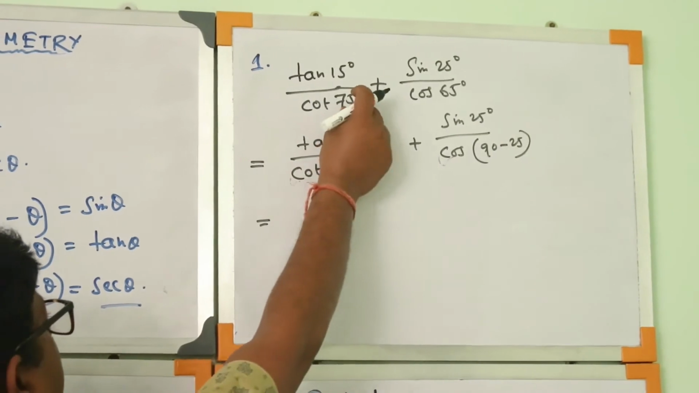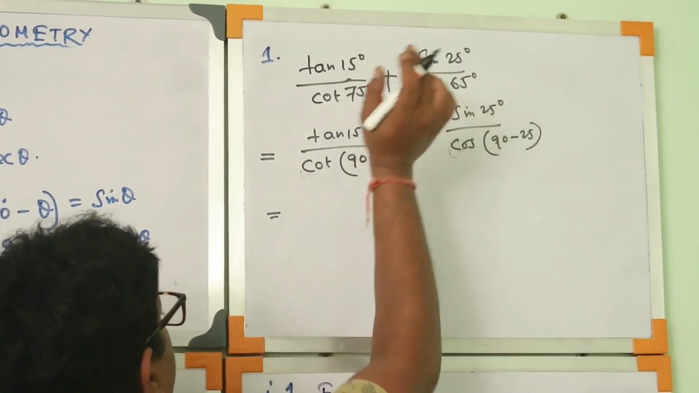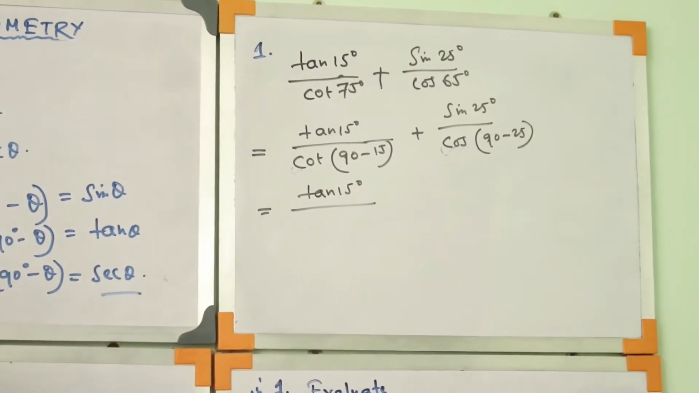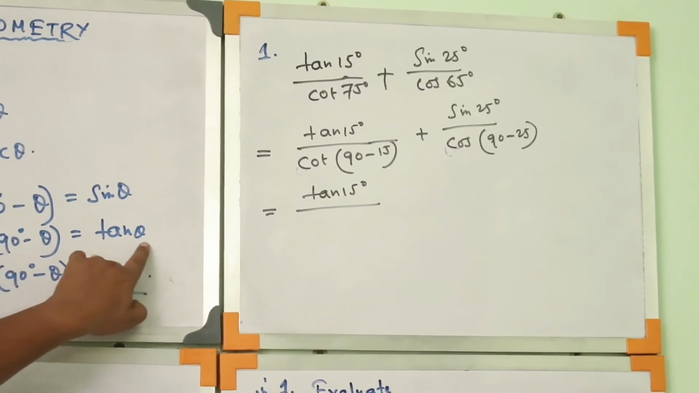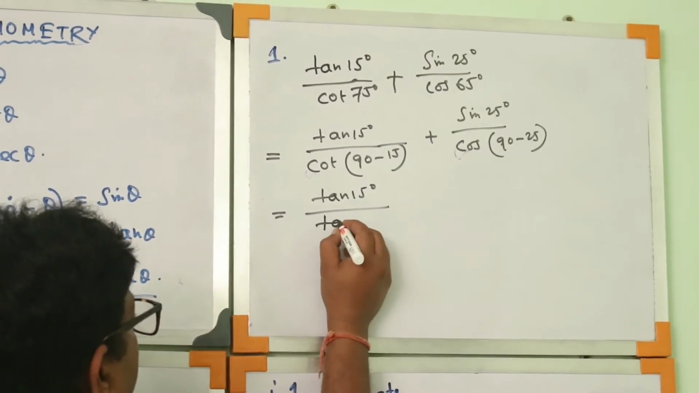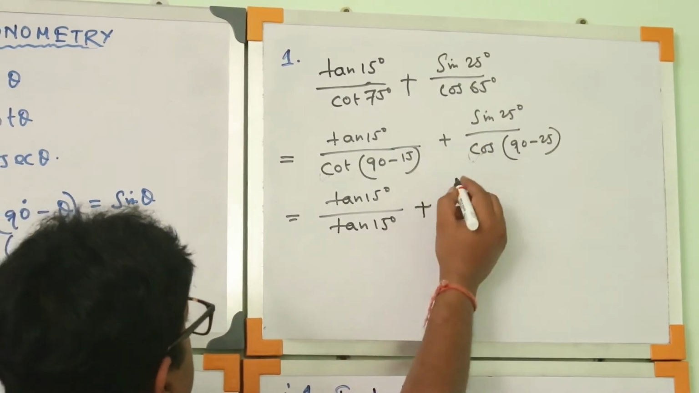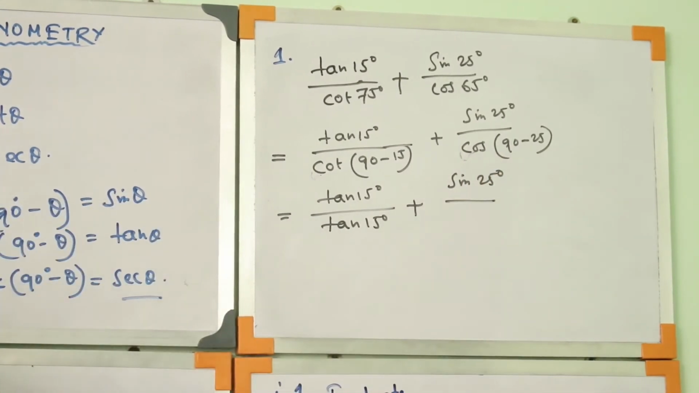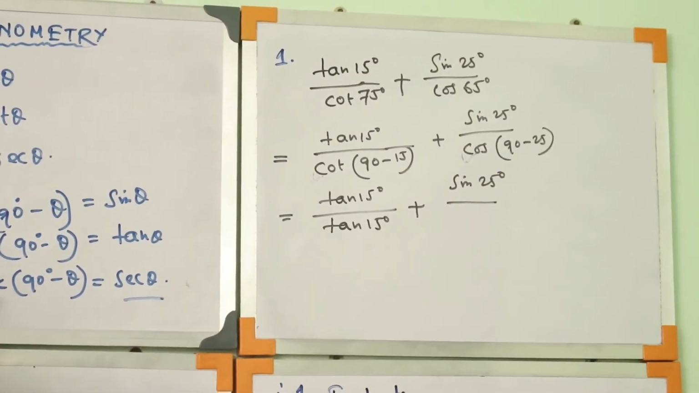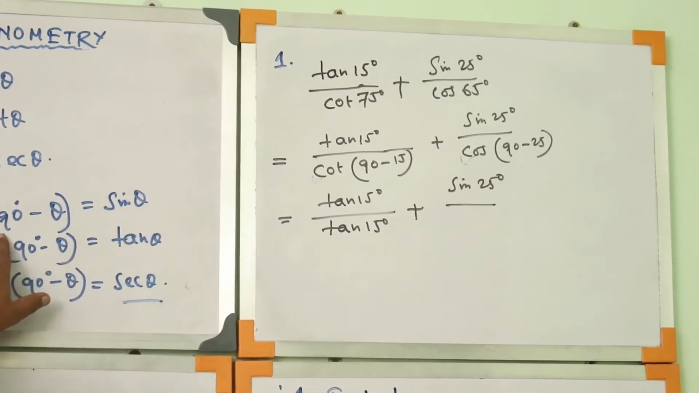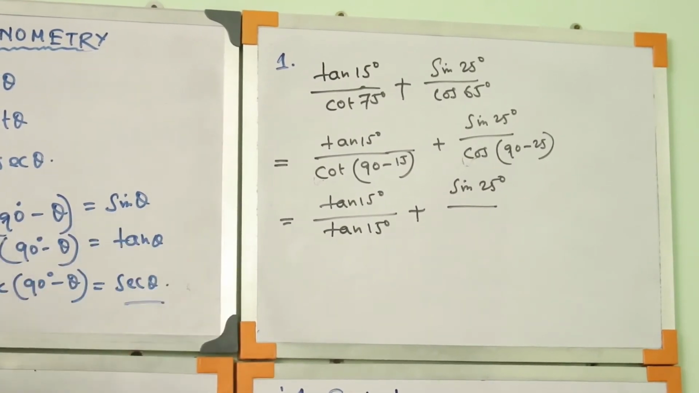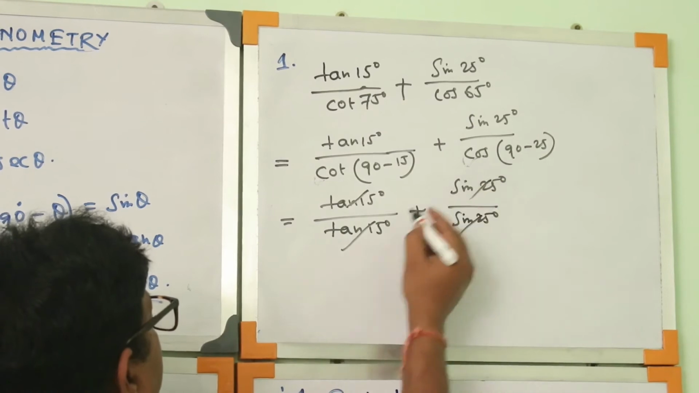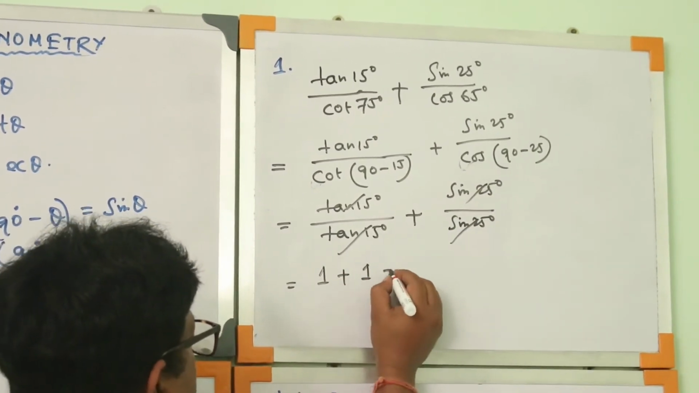That means 90 minus 75 is equal to 15 and 90 minus 25 is equal to 65. So tan 15 degree and cot 90 minus 15, cot 90 minus 15 is equal to tan 15. So we can write this equal to tan 15 degree. This is sin 25, and what will be the value of cos 90 minus 25? That means cos 90 minus theta is equal to sin theta. Cos 90 minus 25 is equal to sin 25. Cancelling both sides, we will get 1 plus 1 is equal to 2.